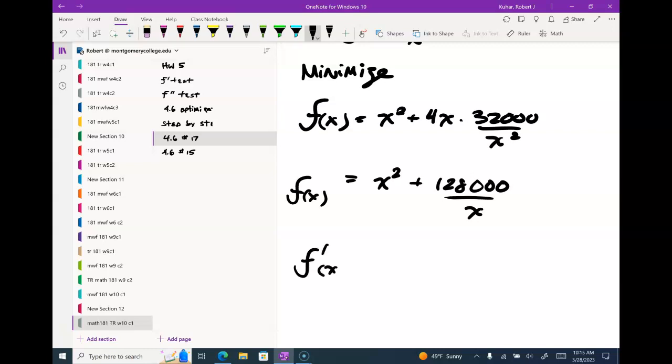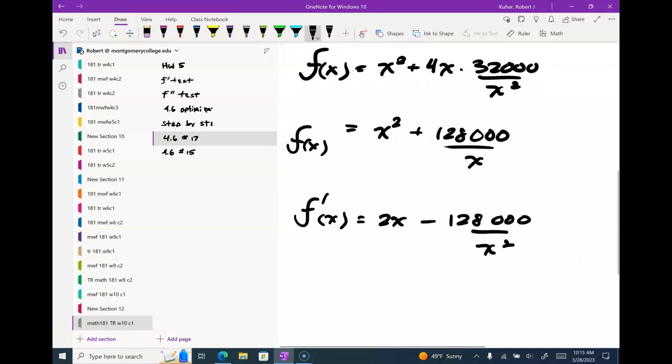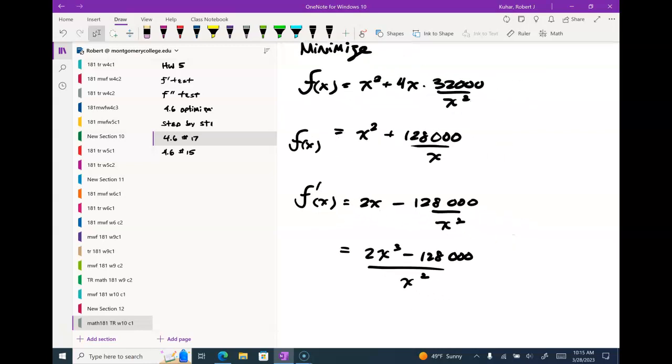So find our derivative. F prime of x is 2x minus 128,000 over x squared. I'm doing that derivative pretty quickly, but I think you're okay with that. Am I right? Derivative of x squared is 2x. That's not a problem, right? We're okay? I need an LCD, so I need a 2x cubed minus 128,000. And to get my critical point, I set my numerator equal to 0, right?